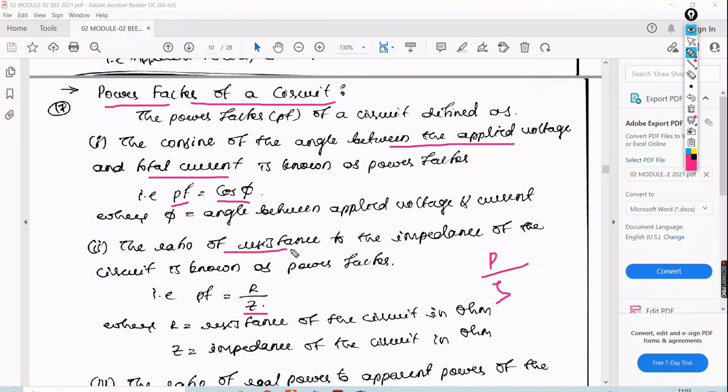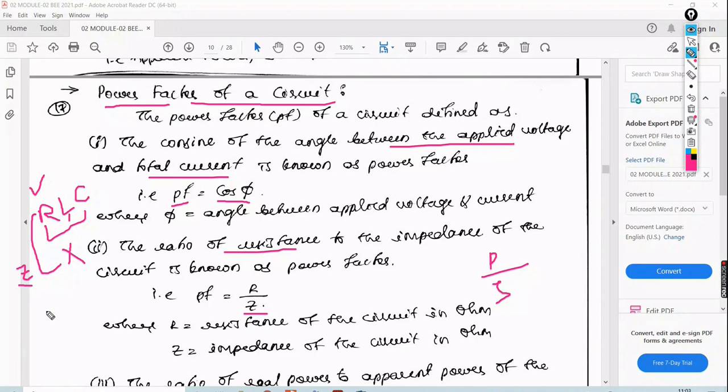Then the second definition: an AC circuit always contains resistance, inductance, and capacitance. Whenever all these three parameters are present, the current is not opposed only by the resistance, but also by the reactance. The total opposition caused by the resistance and the reactance is called what? Can anybody say? Impedance. Thank you. That is impedance.